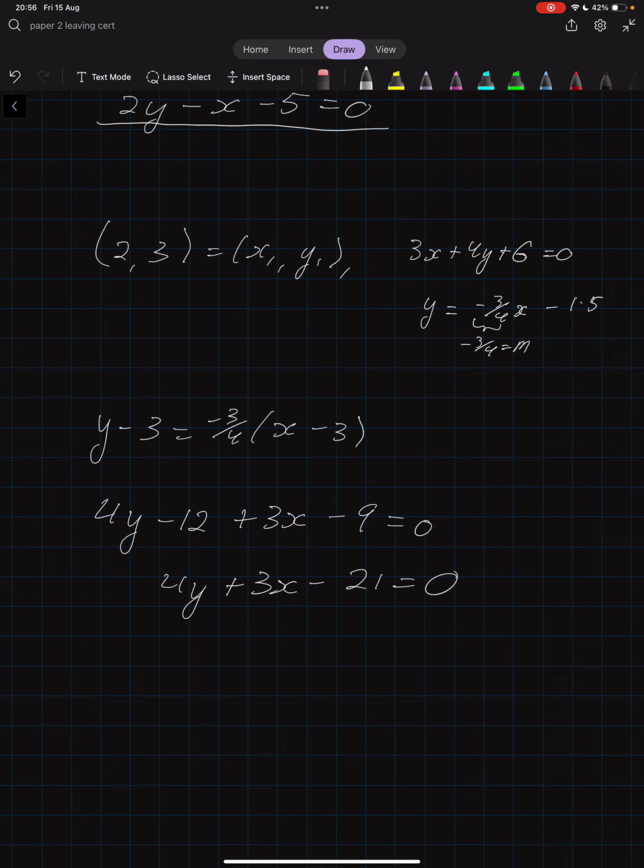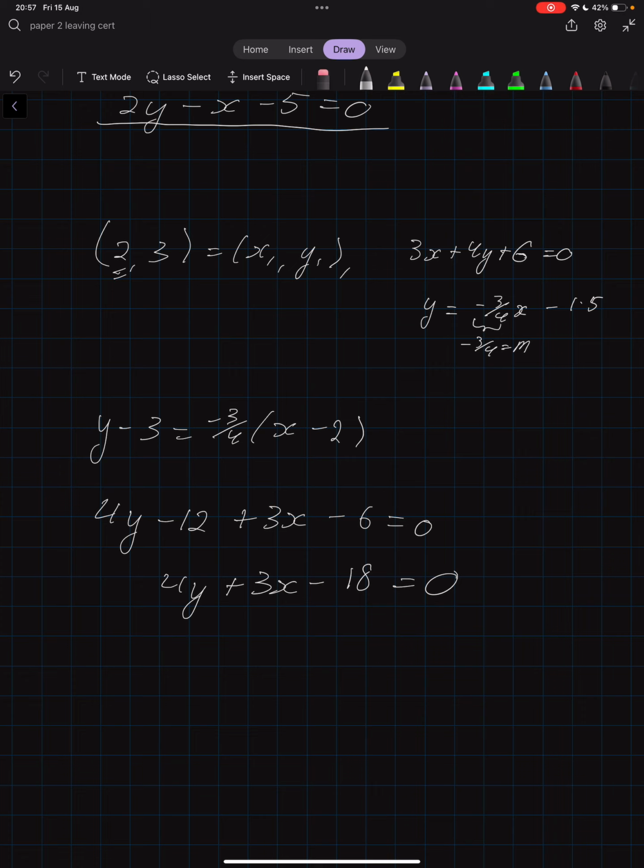Sorry, one second. I might have made a mistake. Yeah, that should be a 2. Sorry, that's my fault. This should be a 2 because the x value is 2. So this then should be minus 6, and then this would be minus 18. So sorry.